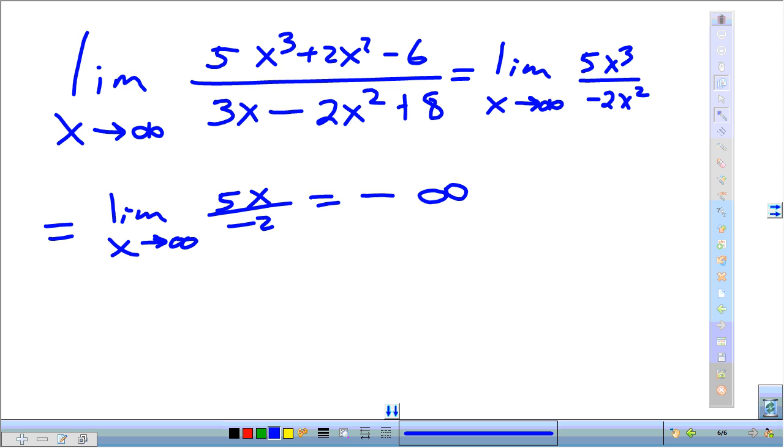So limits at infinity are different from limits approaching a number when we deal with polynomials. For limits at infinity, we just need the leading terms. For the previous types of limits, that wasn't true, so you have to keep that straight. For limits at plus or minus infinity, we can drop all lower terms and keep the highest terms in polynomials.